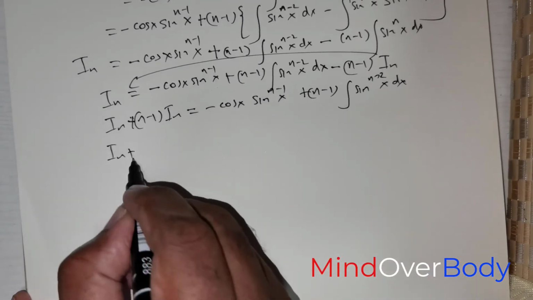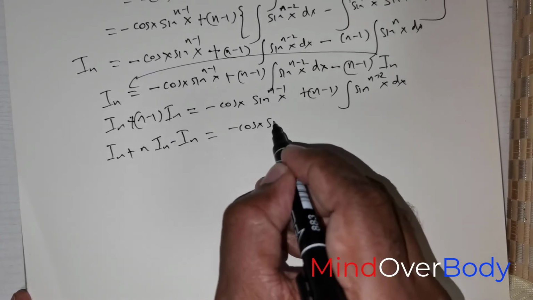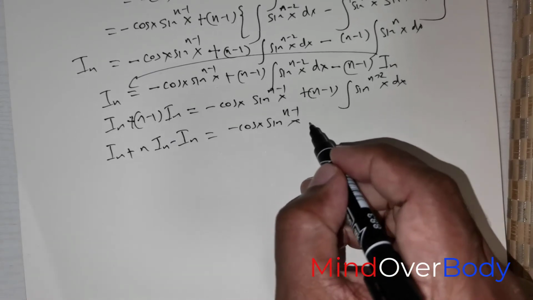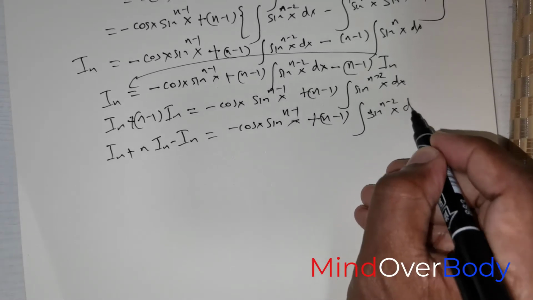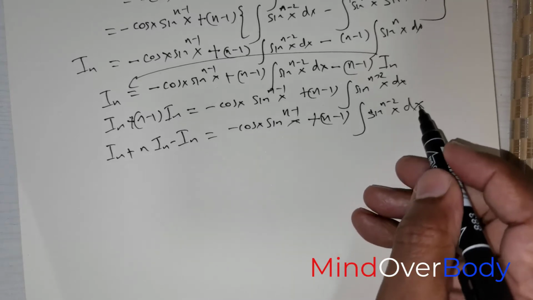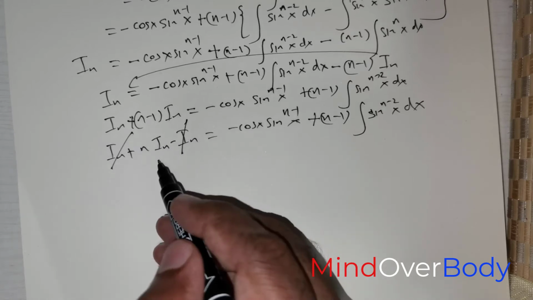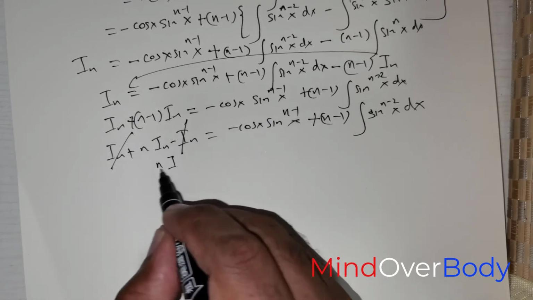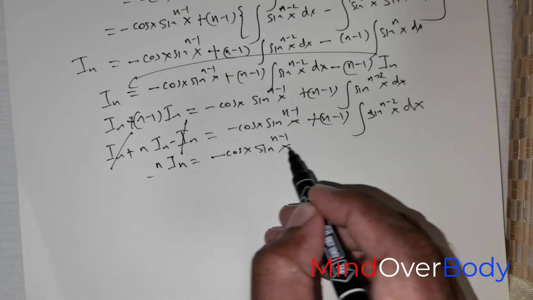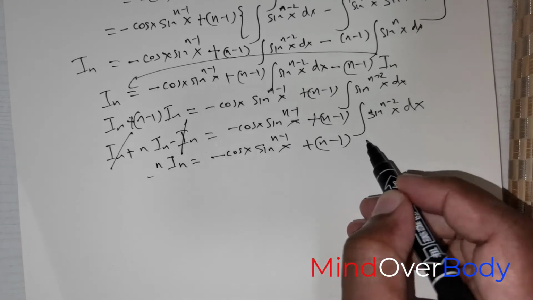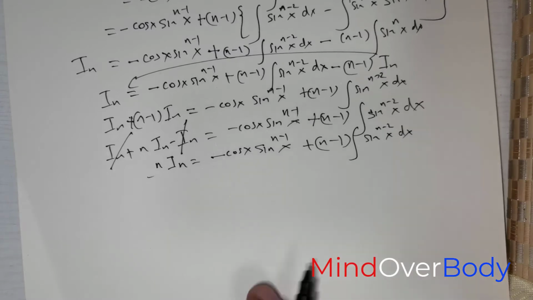This is going to be I suffix n, positive n times I suffix n, negative I suffix n is equal to negative cos x sine raised to the power of n minus 1 x, positive n minus 1 times integral sine raised to the power of n minus 2 times dx. So clearly I suffix n with a negative sign and I suffix n can be cancelled, giving me n times I suffix n is equal to negative cos x times sine raised to the power of n minus 1 x, positive n minus 1 times integral sine raised to the power of n minus 2 x times dx.